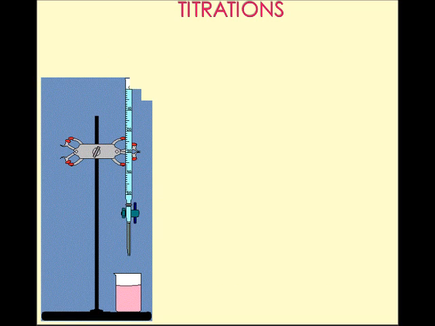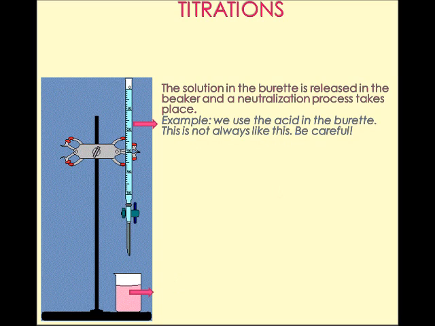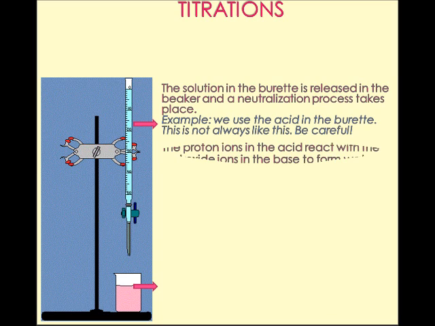Now, the solution in the burette is going to be released slowly towards the beaker, and the beaker is going to begin turning colors when we are near the ending point. The ending point is when all the ions in the beaker are neutralized by the ions in the acid.